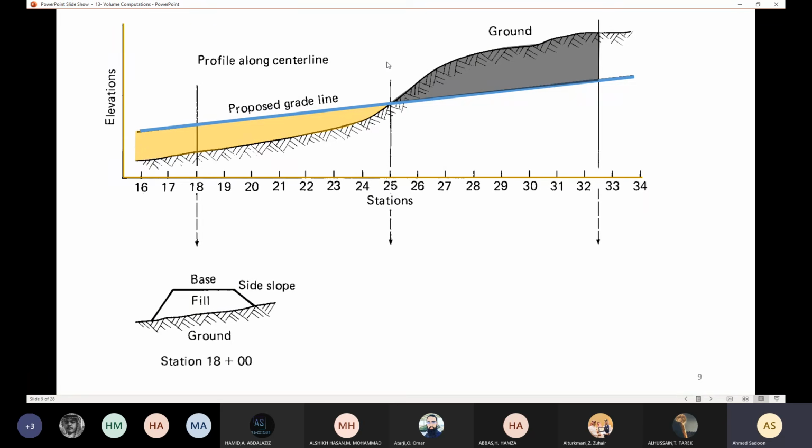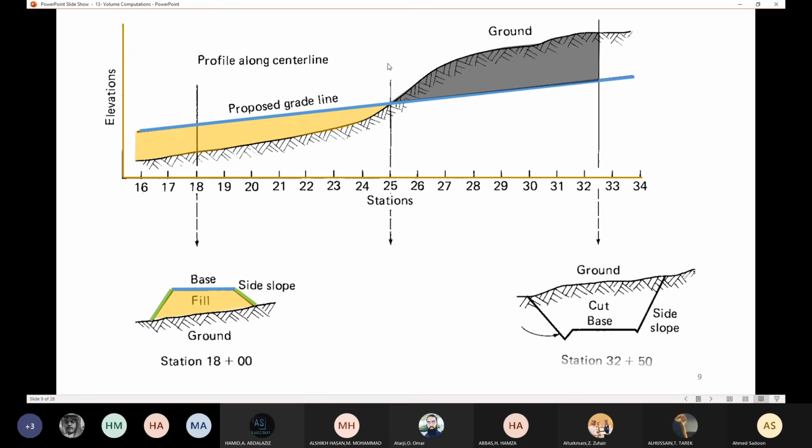If I'm going to cut here, at this station, here we have the ground level, and here we are going to have the proposed level. So in this case, I need to cut this part. This part needs to be excavated. So this situation is opposite to that situation. In this situation, we need to have a fill, and in that situation, we are going to have a cut.